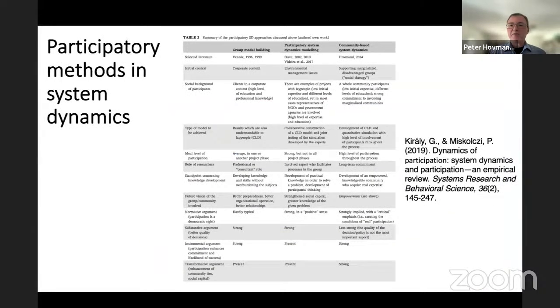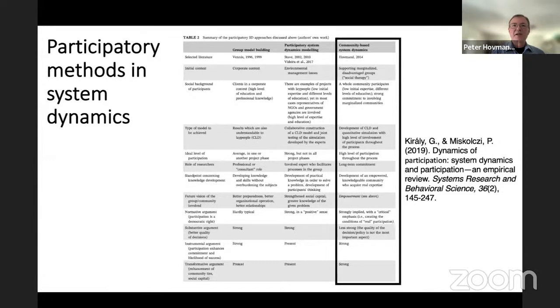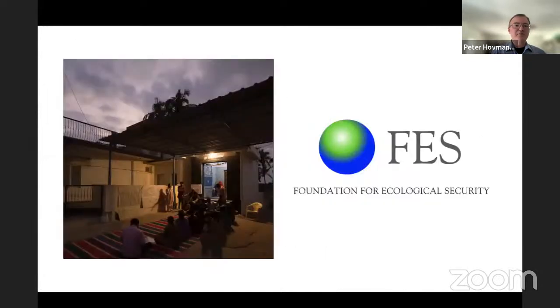This is a terrific paper if you're looking for a different review of the different traditions. Sometimes people make the distinction between group model building, participatory system dynamics, and community-based system dynamics. And I'll talk a little bit about community-based system dynamics now.